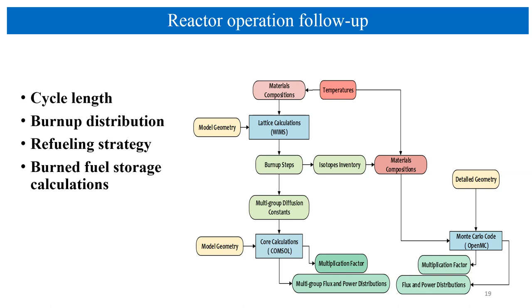So the burn-up distribution should be monitored all over the cycle, and to find the history of the burn-up for a certain fuel assembly to remove it in a reasonable time, and also knowing when I have to put fresh fuel elements inside the core. To decide the refueling strategy, we talked in the previous lecture about the different refueling strategies, and we can choose a suitable one. If I'm a designer of a new core, I can choose a suitable one.